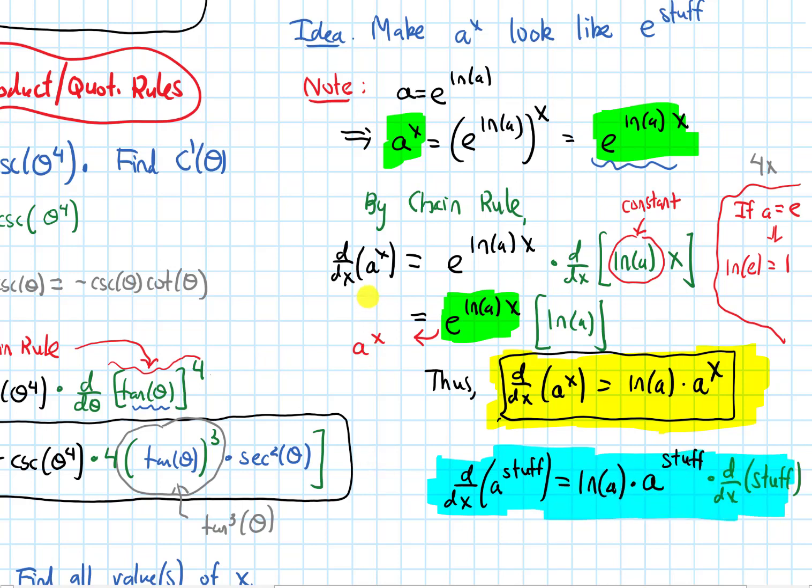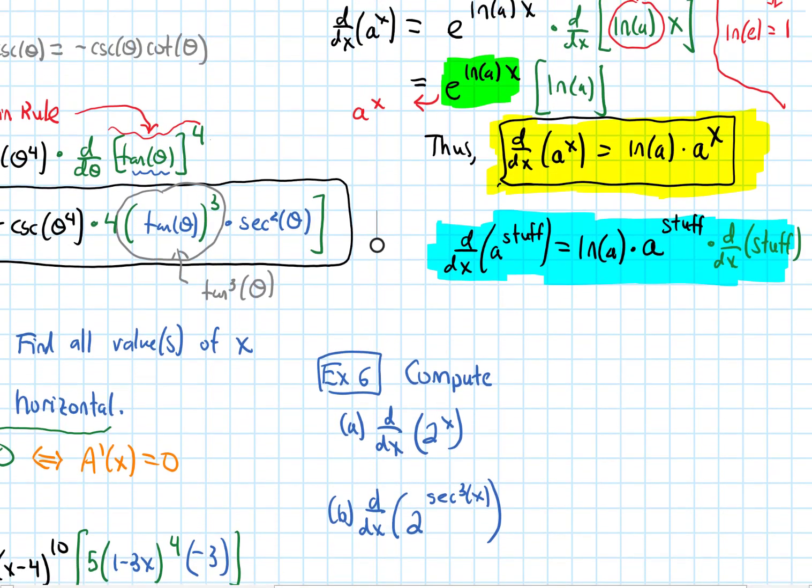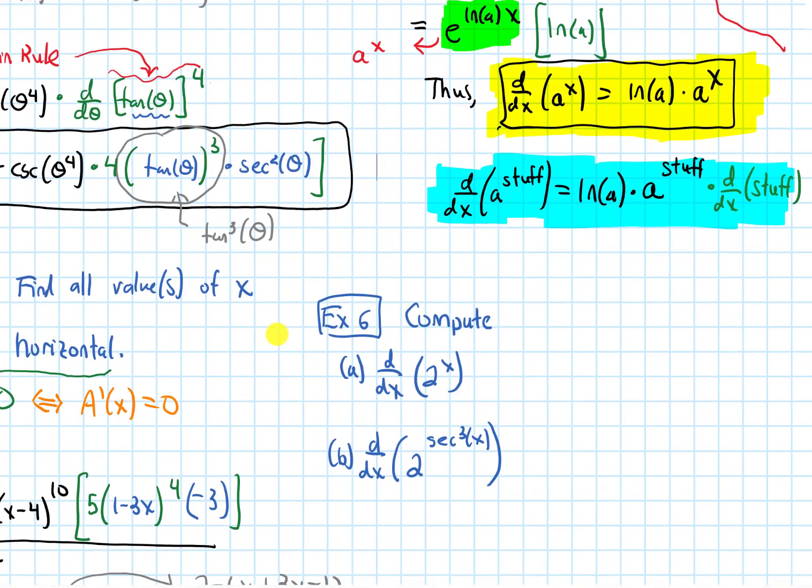All right, so let's do some practice problems. Example 6, part A says, compute the derivative of 2 to the x. Okay, so this is no chain rule needed. This is just an a to the x type thing. And the formula says, well, this should be ln of a, in this case ln of 2, times a to the x, which is, in this case, 2 to the x. And that's it. That is my derivative. All right, so that one wasn't bad.